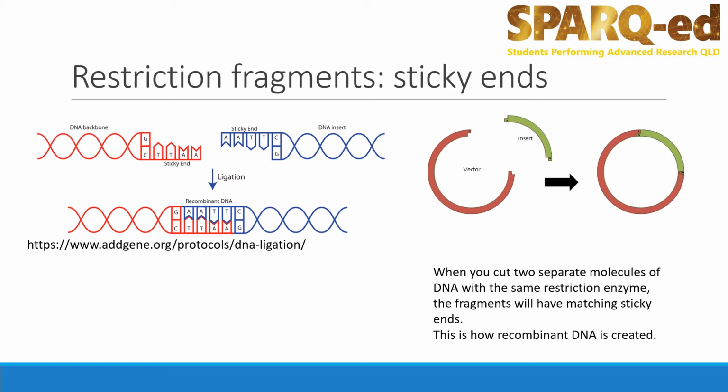This makes restriction enzymes very useful for creating recombinant DNA because we can cut a plasmid vector with the same restriction enzyme as the source of our gene of interest, resulting in matching sticky ends. This allows us to then insert the gene of interest into the plasmid vector. Overlapping sticky ends form hydrogen bonds between complementary base pairs.